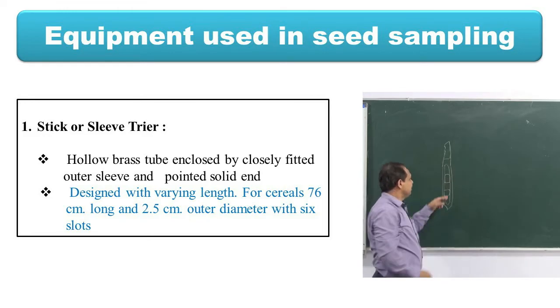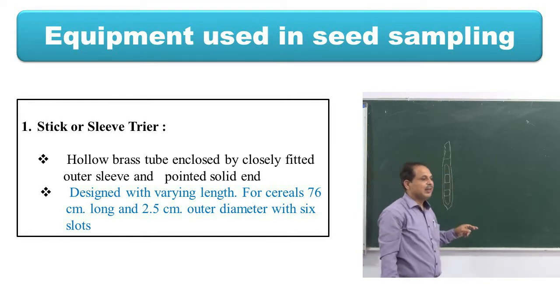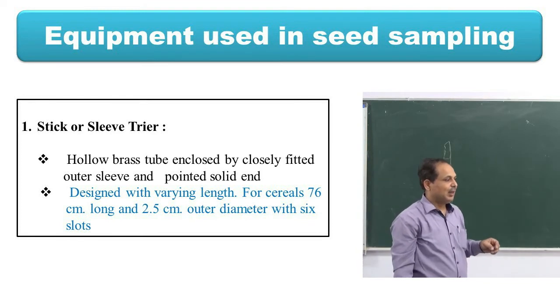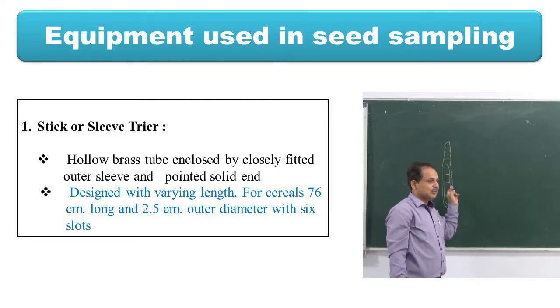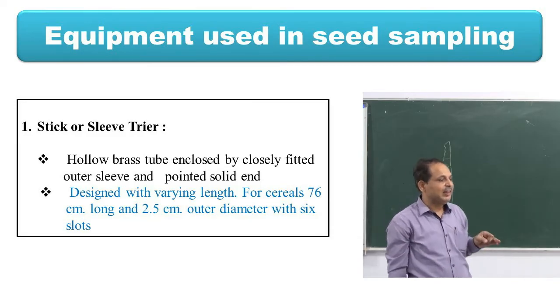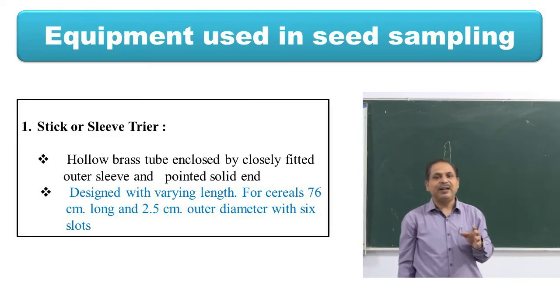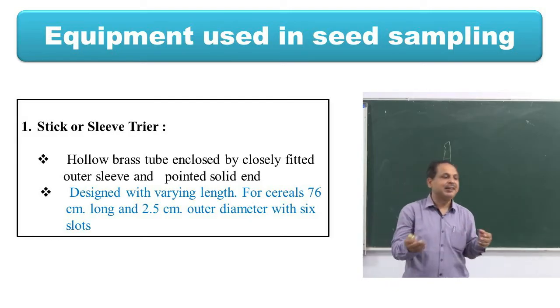So similarly, this one is also open. This outer cover, the outer sleeve, also has open, respective slots. These are the slots, the openings. The sleeve and stick triers are designed at varying, different lengths.